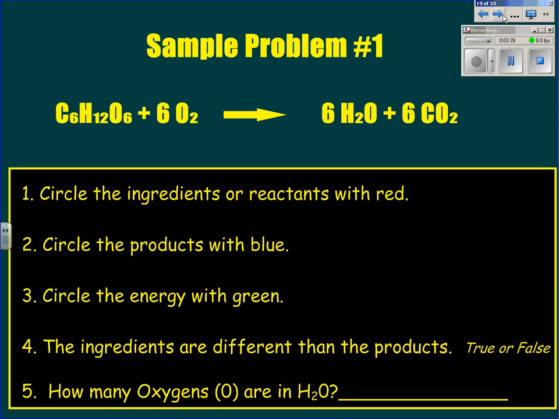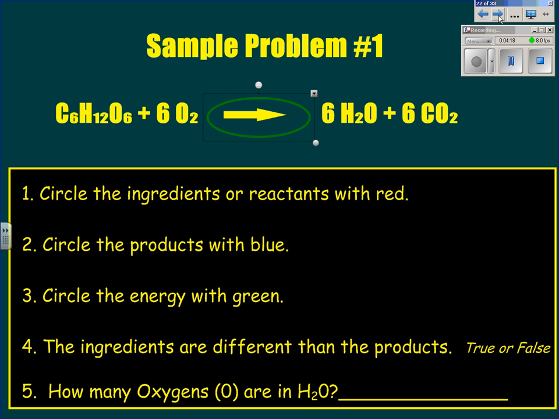Let's do 2 sample problems here, and then you'll be on your own. Sample problem 1. It says, circle the ingredients or reactants in red. Well, we know that on the left-hand side, those are always our ingredients, so we'll circle that with red. Then it says, number 2, circle the products with blue. Well, the products are what we make, and what we make is always on the right-hand side, so we'll circle that with blue. Number 3 says, circle the energy with green. Well, the energy is always represented by an arrow.